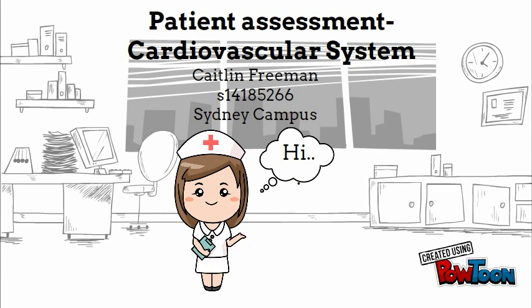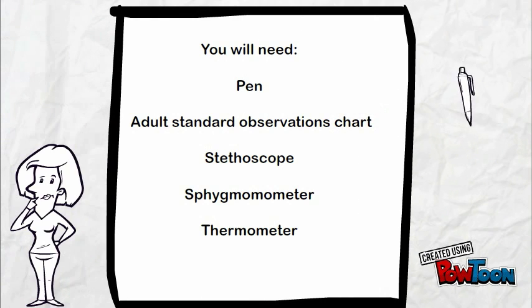Hi, my name is Katie, and today I will be showing you how to assess your patient focusing on the cardiovascular system. For this patient assessment, you will need a pen, adult standard observations chart, stethoscope, sphygmomanometer, and a thermometer.